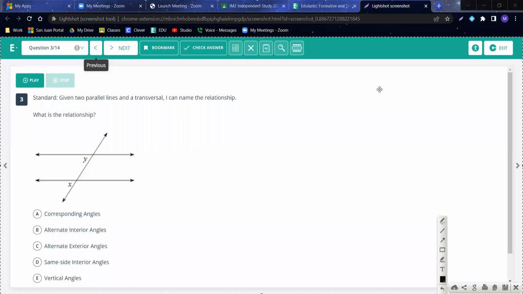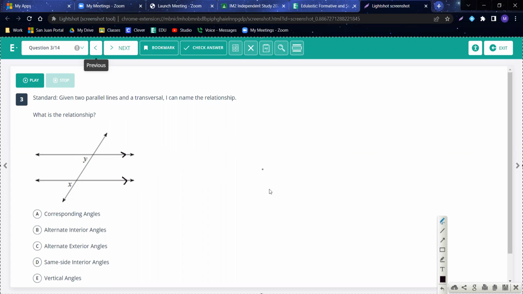Hello, this is Miss Tyler, and this is the video on naming the relationships when it comes to parallel lines and a transversal. So we need to learn some vocabulary first. So parallel lines are right here. Now, one thing I realize is missing is a little arrow. So assume lines that are parallel because the standard says given two parallel lines.